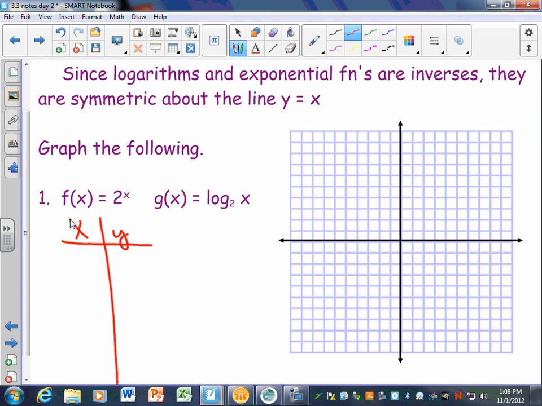For 2 to the x, this is an exponential model, which means as I pick bigger and bigger numbers for x, I should get bigger and bigger numbers for y. If I plug 0 in there, what do I get? Because 2 to the 0 is 1. Remember that was our y-intercept, section 3.1. If I plug 1 in there, I get 2 to the 1, which is 2. If I plug 2 in there, I get 2 to the 2, which is 4, and it's just going to keep growing. 8, and then 16, and then 32, and then 64, and 128.